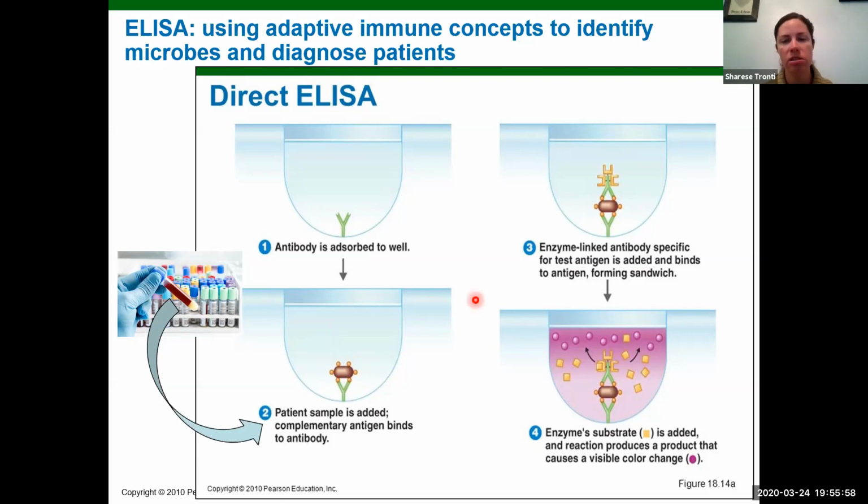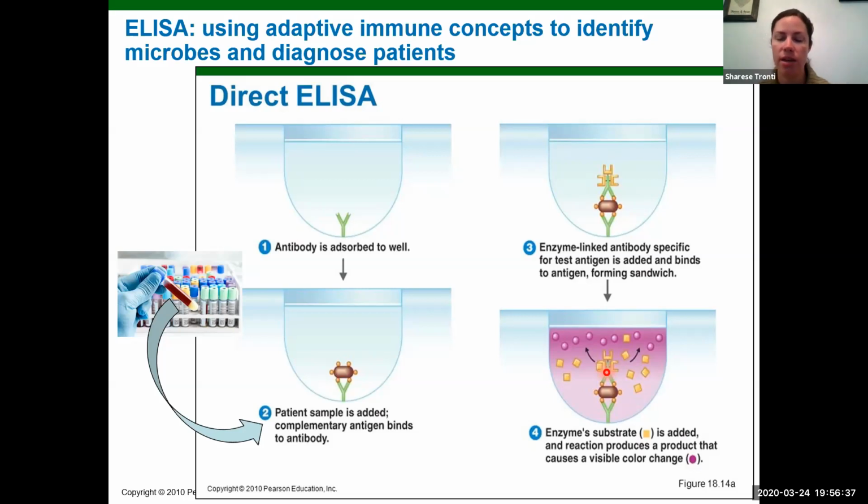Then in between each step, everything is washed away. So if it's not bound, it'll be washed away. Then we add more antibody, but this antibody has an enzyme on the other side. And then lastly, there's the substrate that's added. And in the substrate, there are reaction products that are catalyzed by this enzyme. So if the enzyme is there, then these substrates will change color. If the enzyme is not there, then the substrates will not change color.